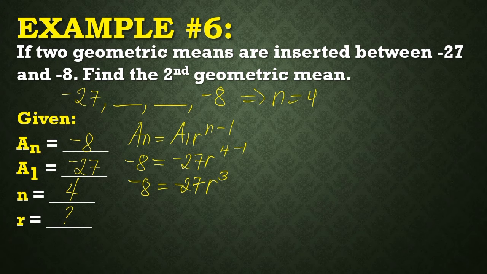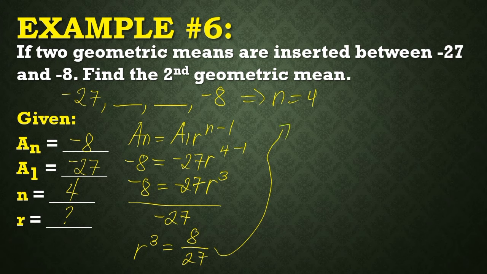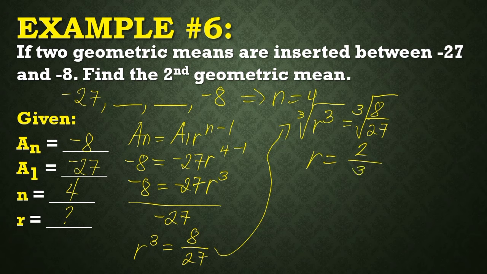So, 3. And then we divide the whole equation by negative 27. So, r cubed is equal to 8 over 27. So, negative divided by negative, that is positive. And then, we extract the cube root. So, yung 8 po, tsaka 27, perfect cube po sila. So, r is equal to the cube root of 8, that is 2, over the cube root of 27, that is 3. So our common ratio is 2/3. So as you can see, fraction po yung ating common ratio.